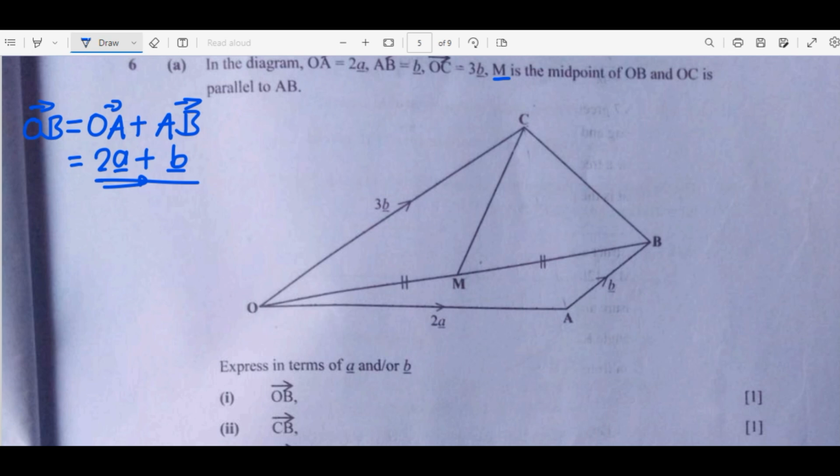We have it. Then let's move on to CB. How can we move from C to B? There are two ways in which we can solve this vector. We can move from CO plus OB, or if you want we can say CO plus OA plus AB. We'll still get the same answer. So CB is equal to CO plus OB, since we have the vector OB.